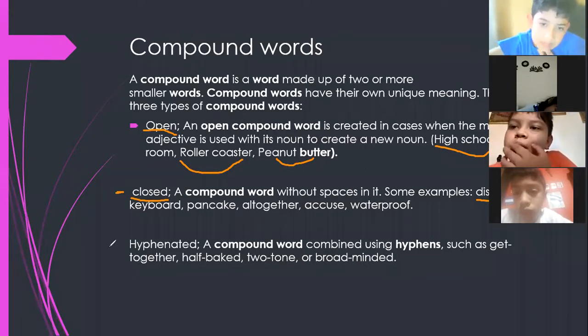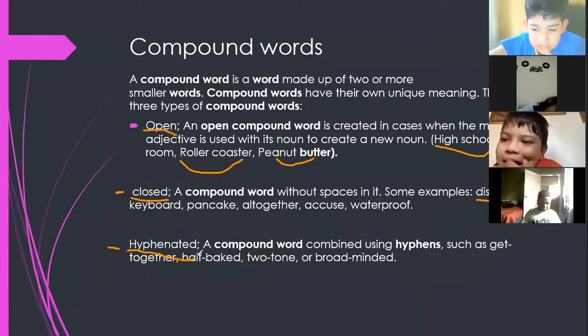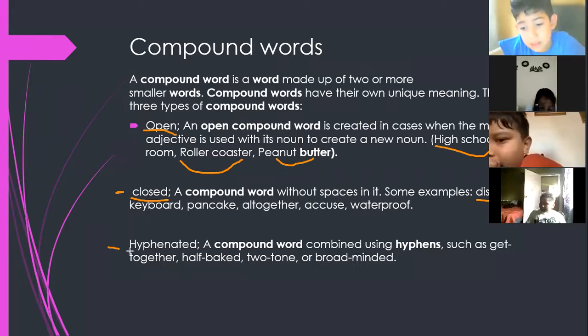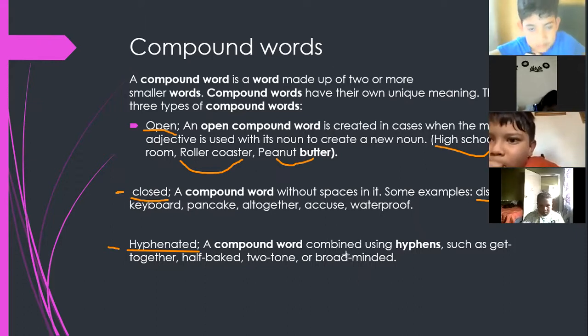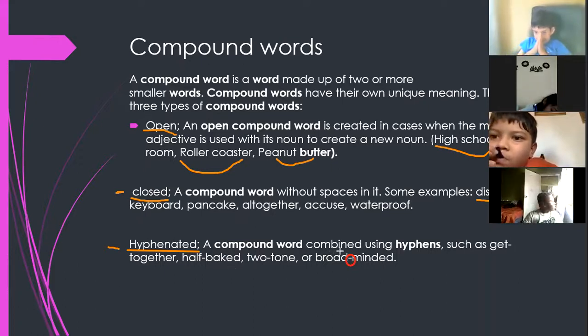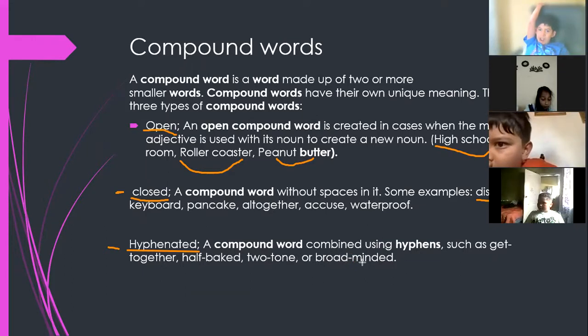Then the last type of compound word is hyphenated. Hyphenated is because it has a hyphen. A hyphen is a line, this line. Look at this. That line is the hyphen. So the third type is hyphenated. A compound word combined using a hyphen, such as get-together, half-baked, two-tone, or broad-minded. So, what are the three types of compound words, class?